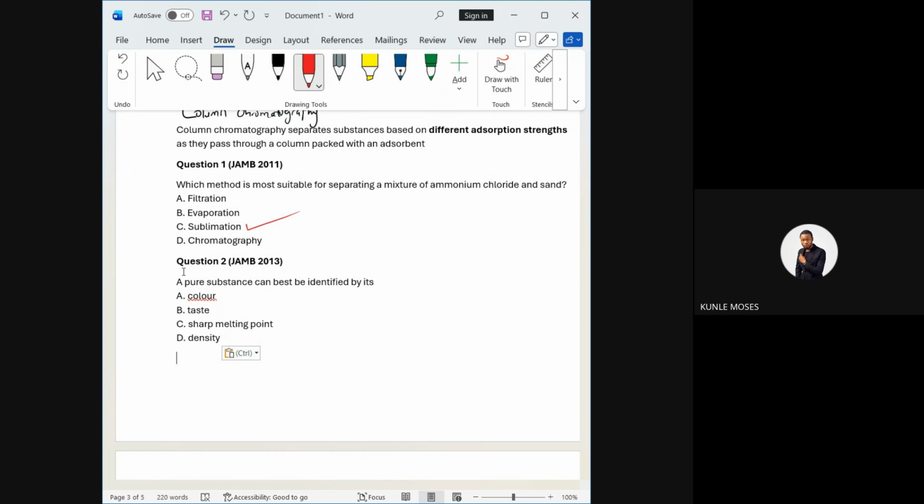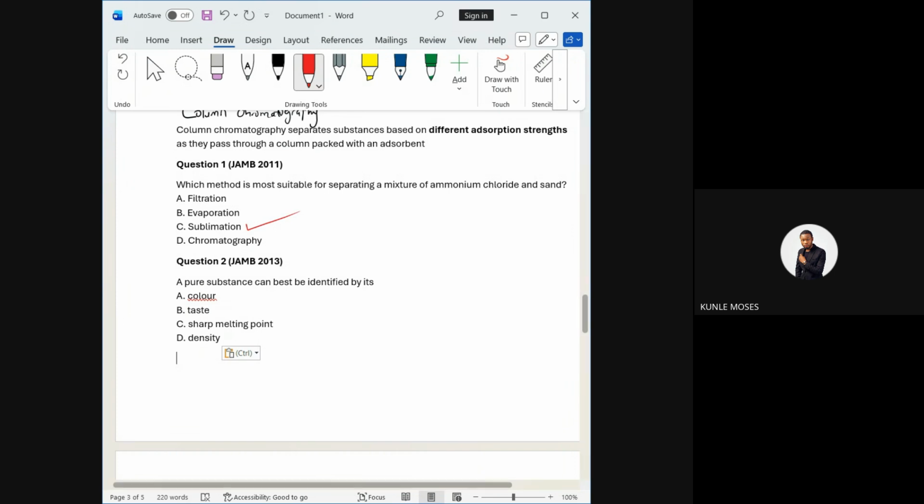I told you, one of the ways through which we can know if a substance is pure or impure is from its melting point and boiling point. A pure substance has a sharp melting point and boiling point, while an impure substance has a very wide range of boiling points and melting points. Do you get that? Yes. All right, that's good.